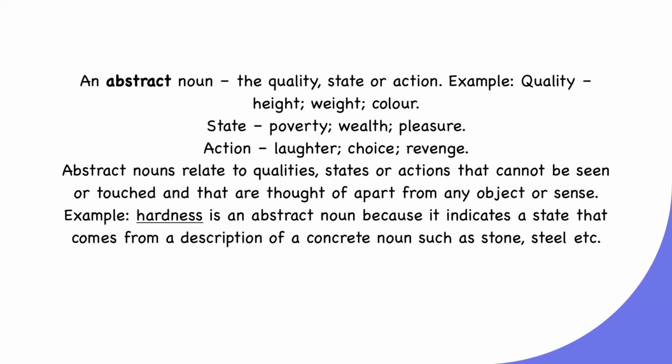An abstract noun talks about the quality, state, or action. For example, quality is height, weight, colour. State is poverty, wealth, or pleasure. And action is laughter, choice, or revenge.